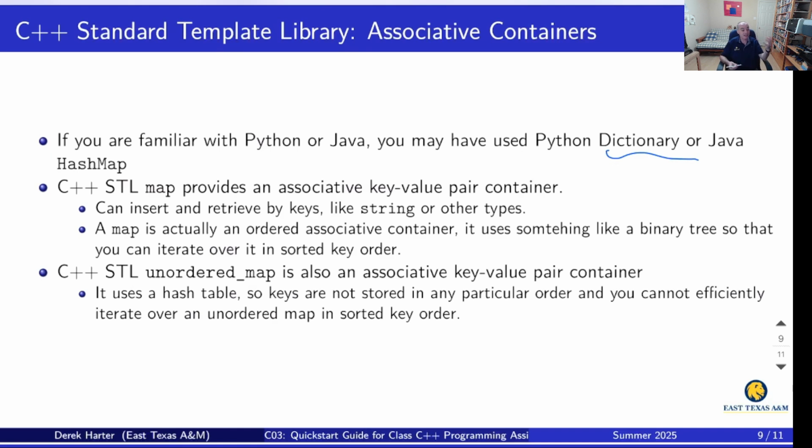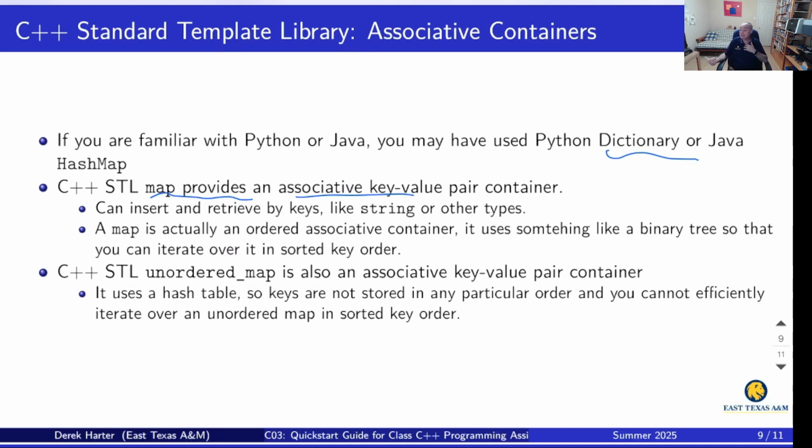Instead of accessing something by an integer index, like an array, we can get the value out by the key. So we use the key in order to look up a value in a dictionary or one of the associative containers. In C++, the map provides a basic associative key value pair, so we can insert and retrieve by keys. For example, you can use a string as the key, as we'll see in our example. And we'll also look at the unordered map here.